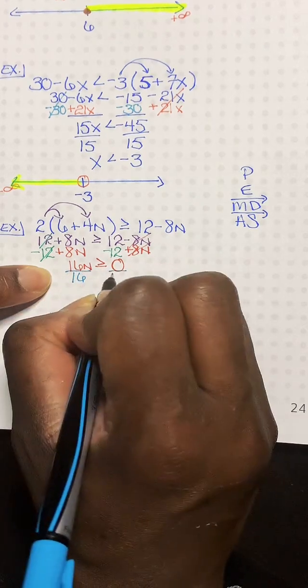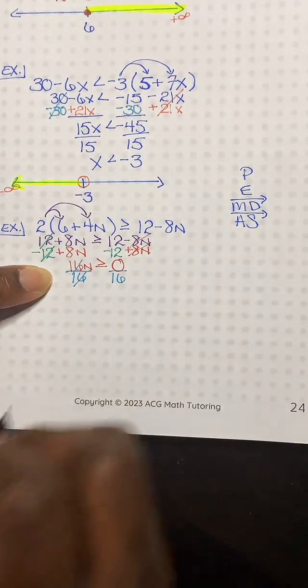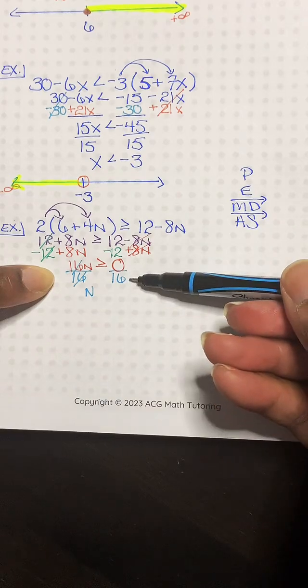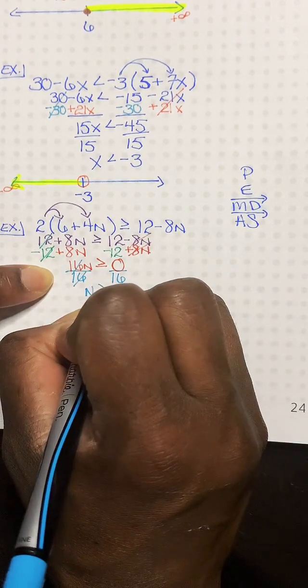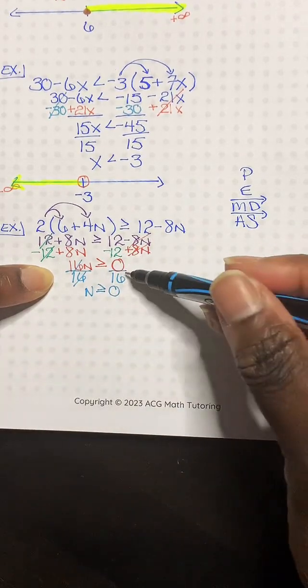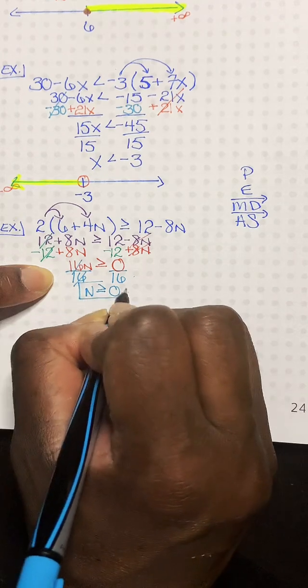Divide both sides by 16 because we want to get n by itself. So that means we have n, and since we divided by a positive 16, my inequality sign stays exactly the same. 0 divided by 16 will give me 0.